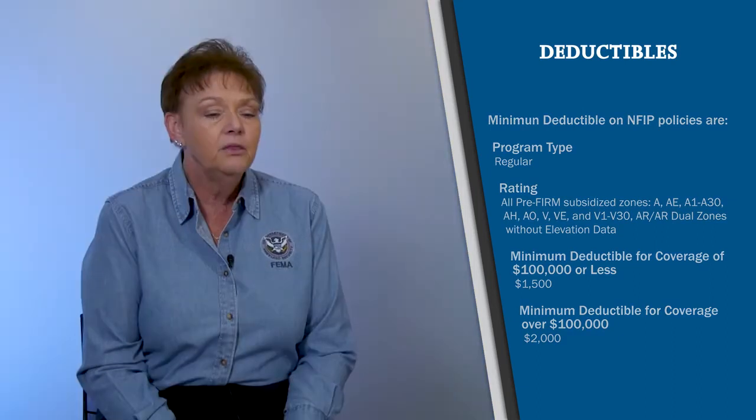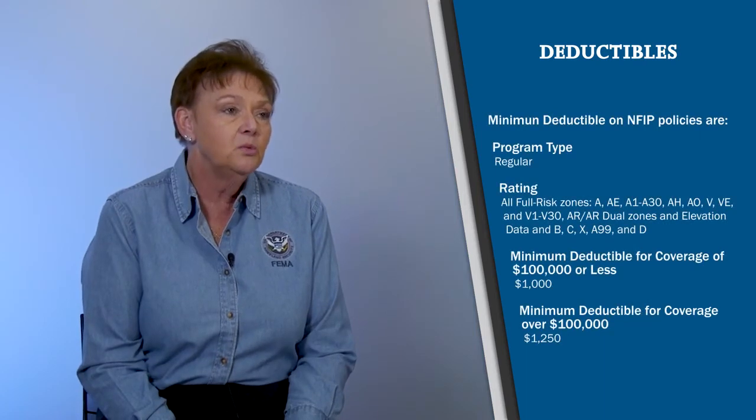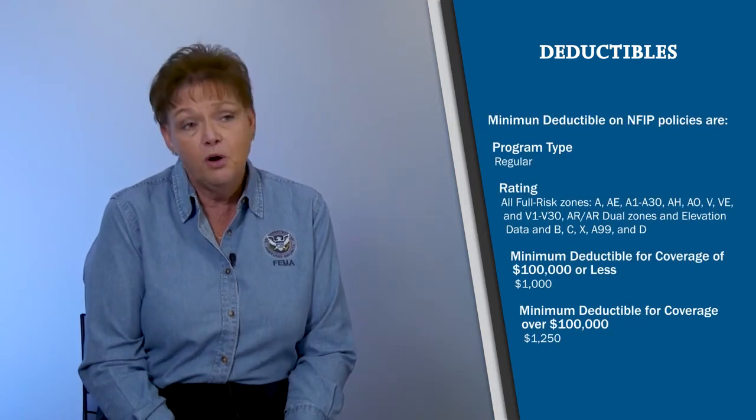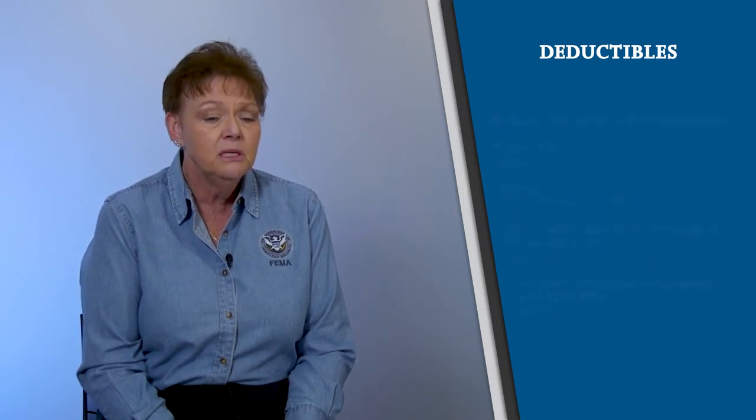The minimum deductible in the regular program depends on whether it's a pre-FIRM or post-FIRM structure, and whether or not you're rating it with subsidized premiums. It could be as low as $1,250 or as much as $2,000. You can get higher deductibles. It lowers the premium, up to $10,000 for residential or up to $50,000 for non-residential structures.